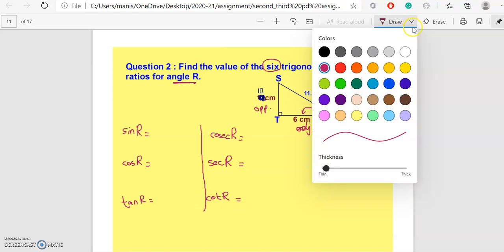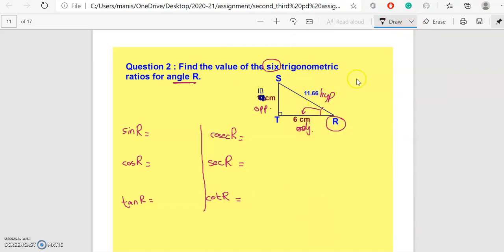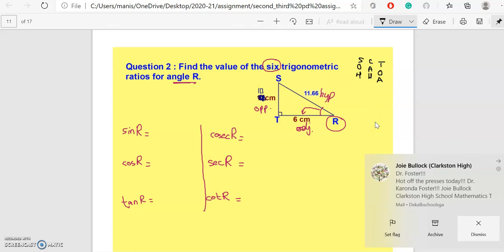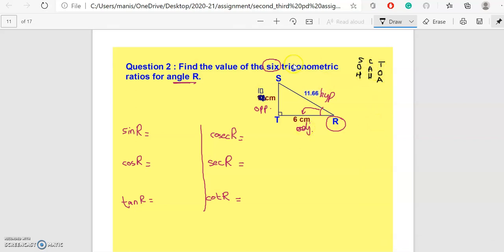Now, what is the formula? Your formula is this. You remember the mnemonic? Alright, so sine of R is what? Opposite over hypotenuse. Don't write O, write at least three letters. Cosine is what? Adjacent over hypotenuse.